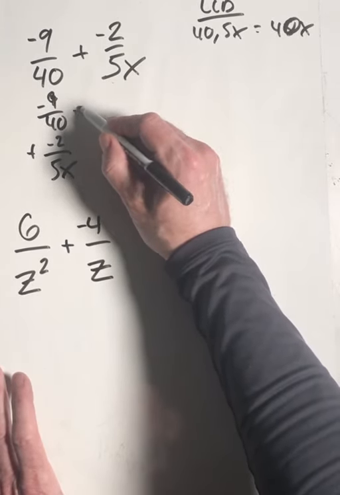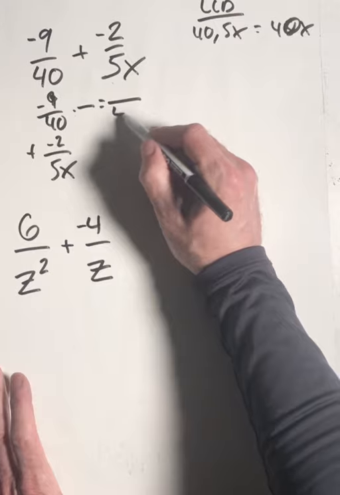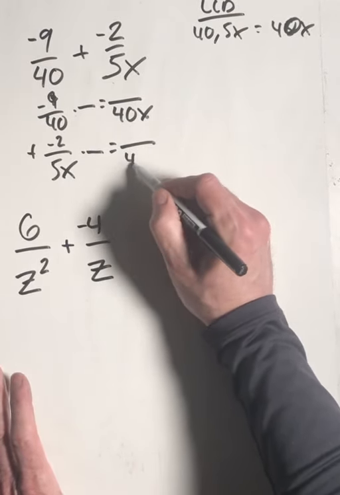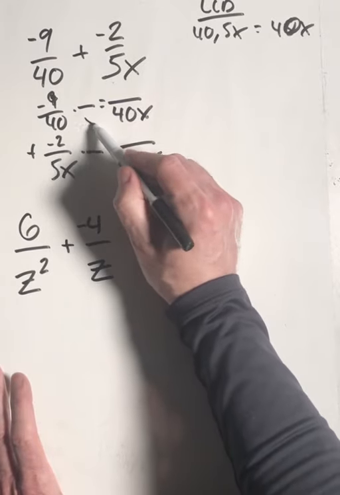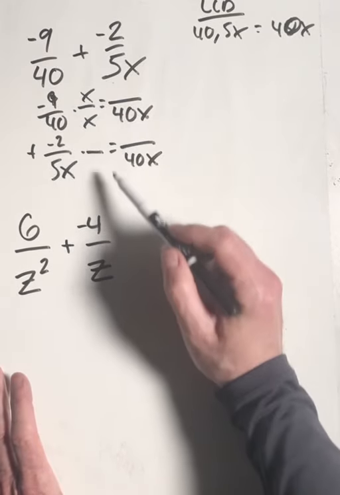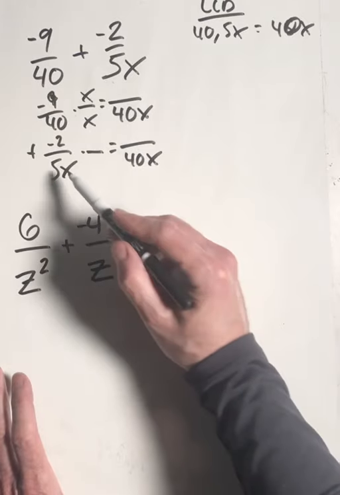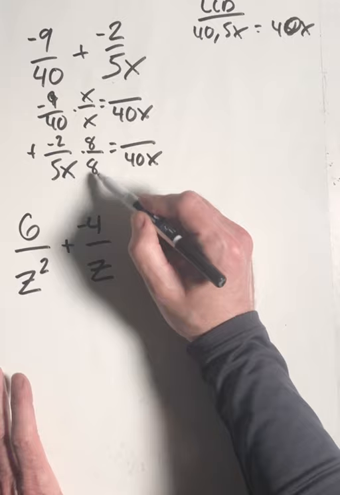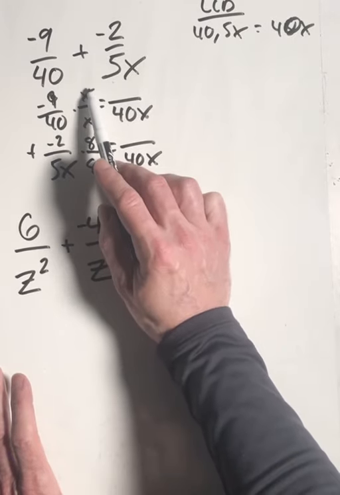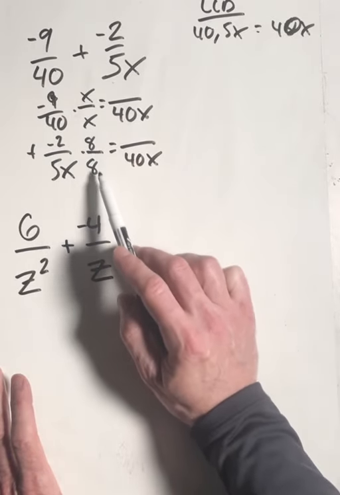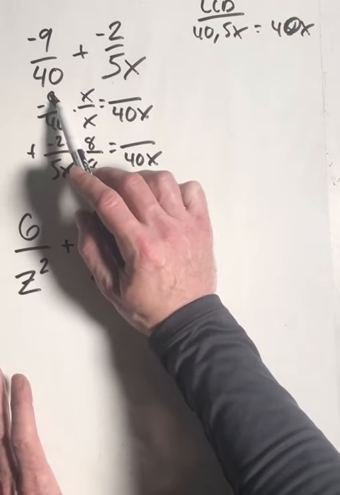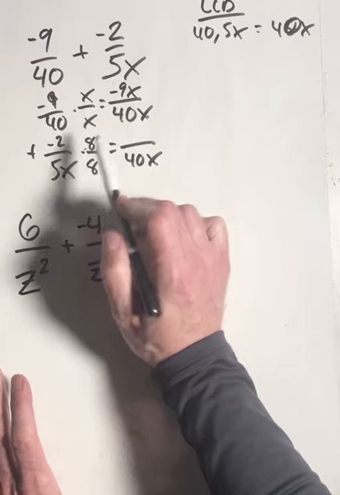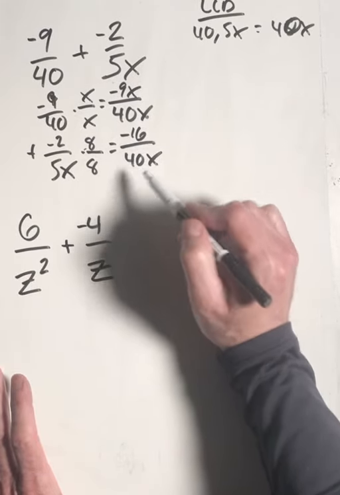So I'm going to multiply this by a fraction to equal another fraction with that common denominator. I'm going to do the same thing here. 40 times x would be 40x, so this fraction is going to be x over x. 5x times 8 would be 40x, so this fraction is going to be 8 over 8. Again, notice how both of these fractions, x over x equals 1, and 8 over 8 equals 1. So now negative 9 times x would be negative 9x. Negative 2 times 8 would be negative 16, both over 40x.